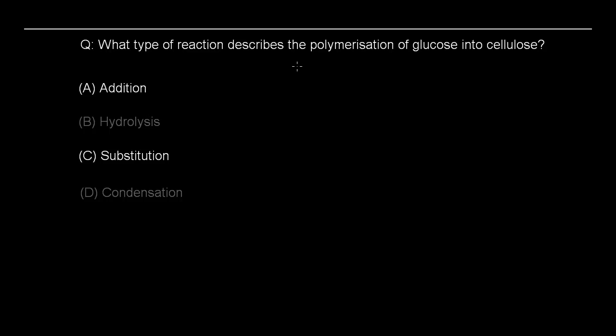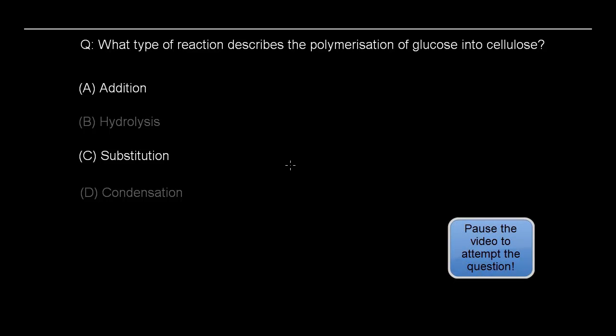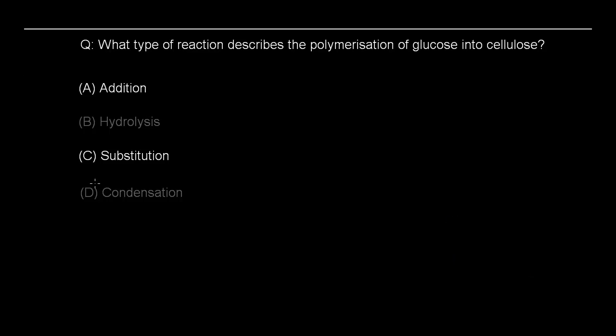And the last one, what type of reaction describes the polymerization of glucose into cellulose? You're going to get 5 seconds. The correct answer is condensation. The reason why the other ones were wrong is addition polymerization is where you add something, but you don't lose anything. When it comes to glucose, we make it into cellulose, but we also lose water, so addition is wrong. Hydrolysis means the adding of water. We don't add water, we remove water in a condensation reaction.